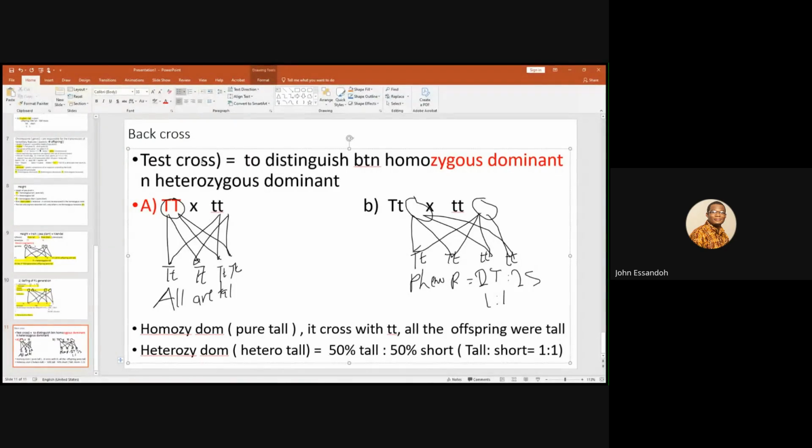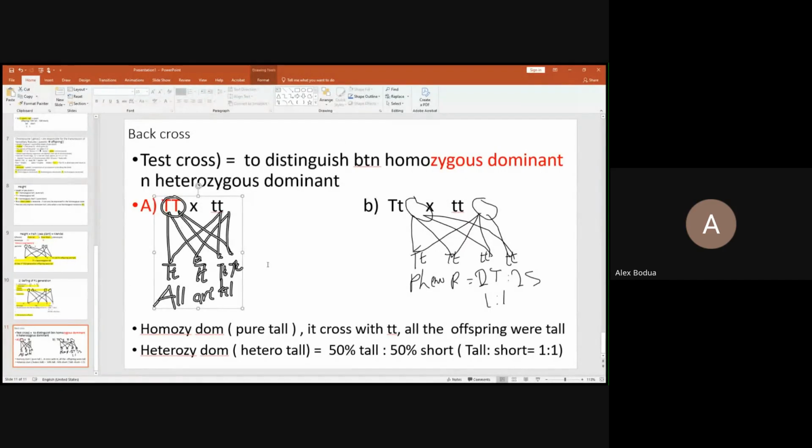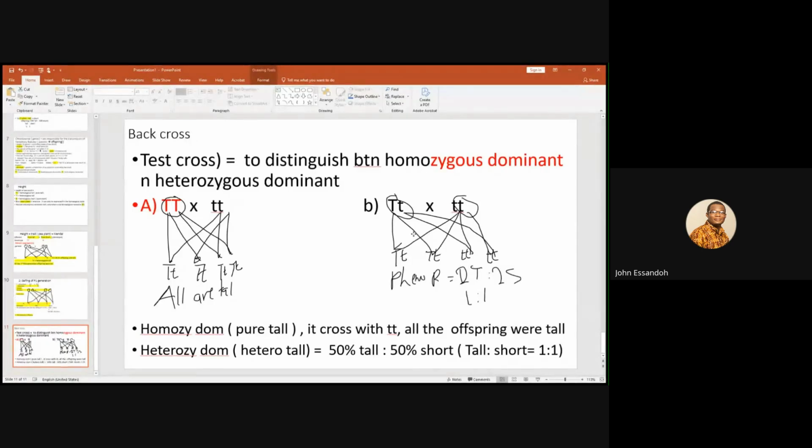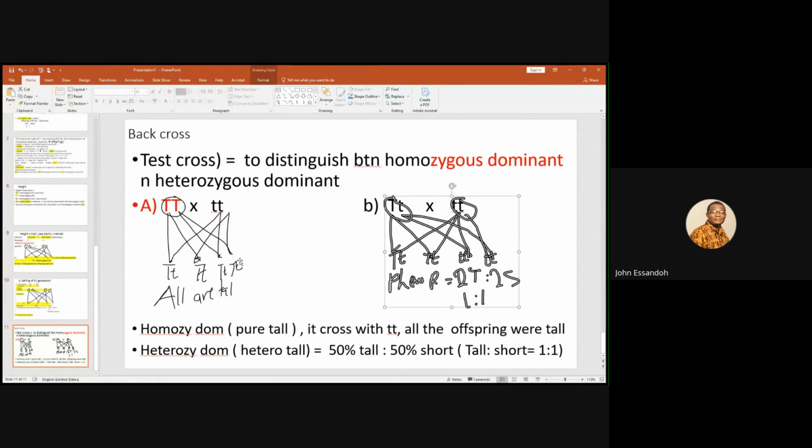So this particular test, whereby you cross the unknown. If I don't know the genotype here, and I cross it, I can tell what this genotype is. If I get short, then I know that this is heterozygous tall. If I don't get short at all, then it is pure tall. Please, do you understand that? And this test is called the test cross.